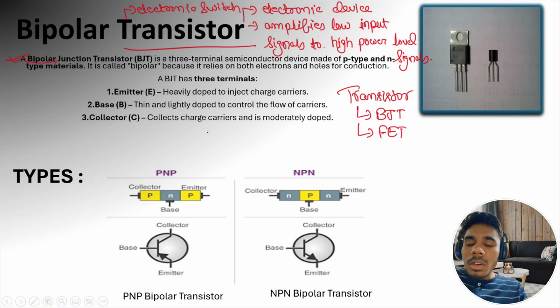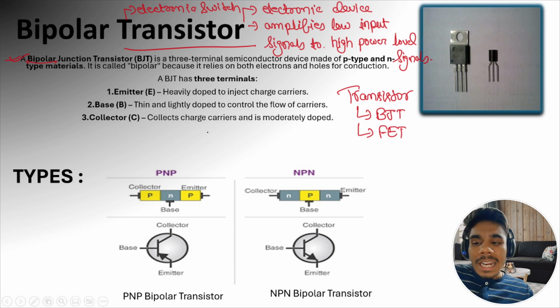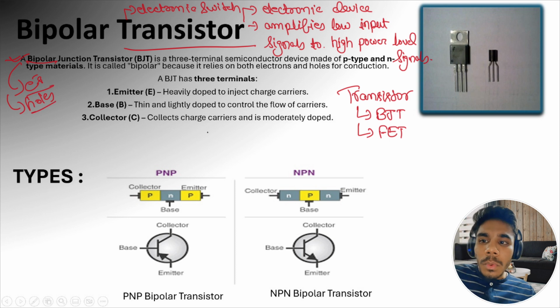Why is it called bipolar? Because the current carriers present in this transistor are both electrons and holes. That's why it is called bipolar. The BJT is a three-terminal semiconductor device made of P-type and N-type materials. As you can see, all the regions of this transistor are made up of P-type or N-type materials.